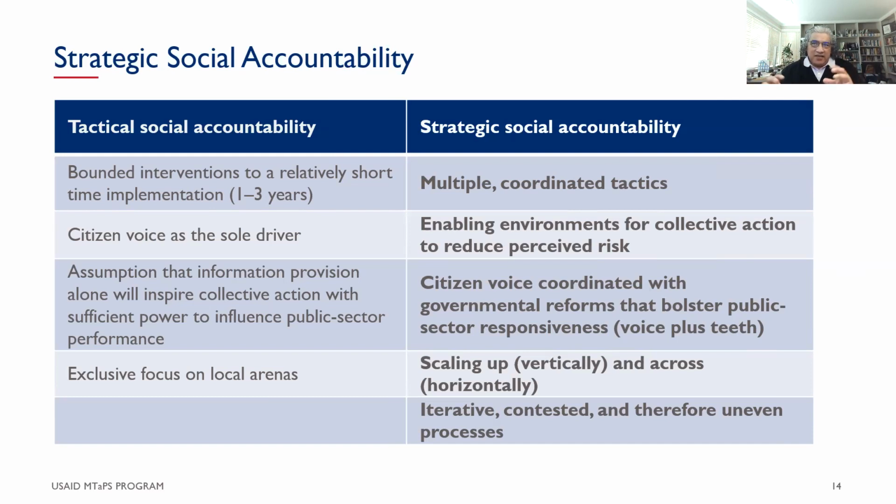And the final comment is that social accountability interventions, because they are implemented in contexts that are very complex, are not a straight line. There is not something that we know exactly from the beginning about what is going to happen. It's a very contested process, and it is an uneven process. Sometimes we think that we are moving ahead, then we are going backward, etc. It's a very iterative process, okay?